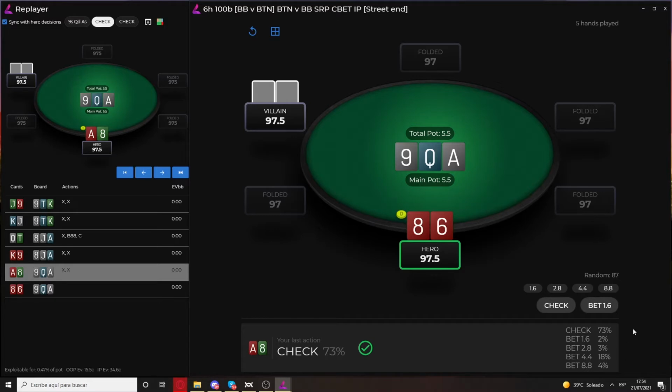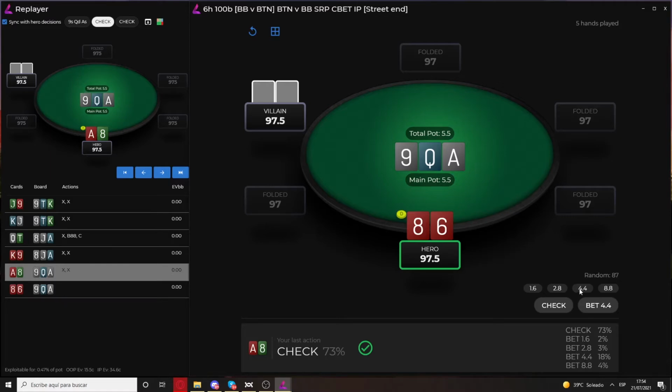On an 87, I feel like we want to bet. Probably, if I have to choose between one of the two sizings, this one is going to go to the 4.4 because we're not drawing to anything so strong that will be his strong hands. Therefore, we don't want to narrow his own range too much.